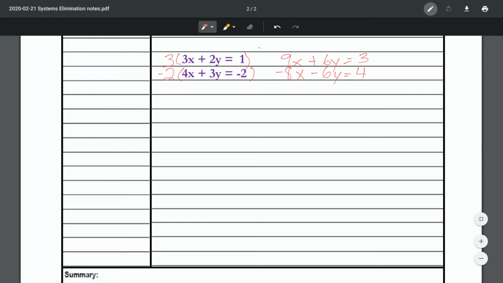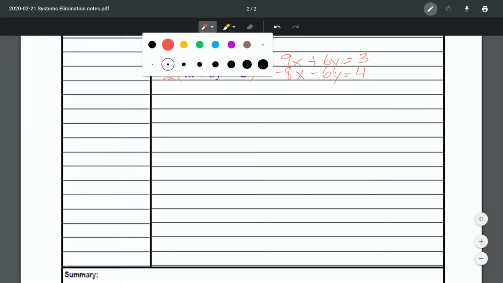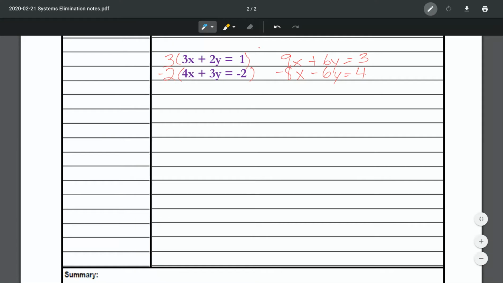And now if we look at this, we see that our 6's are positive and negative. So we can now add those together, and our y terms cancel out. So we're left with x equals 7.